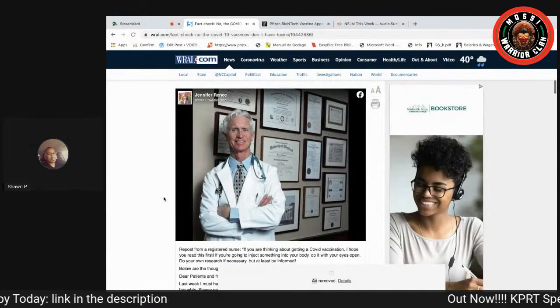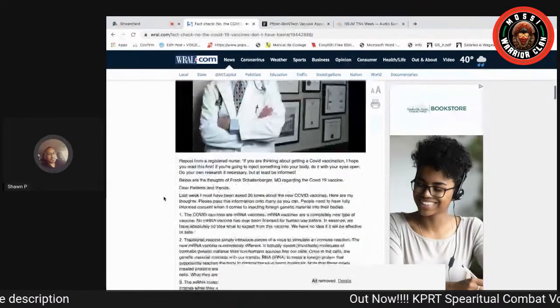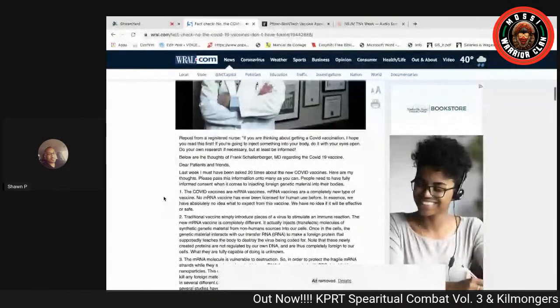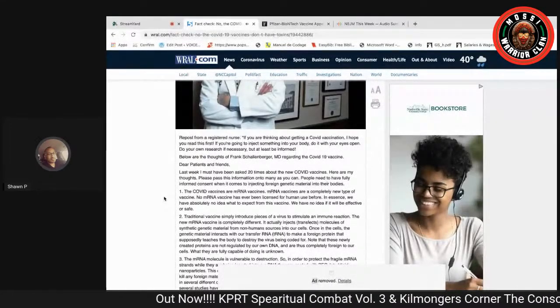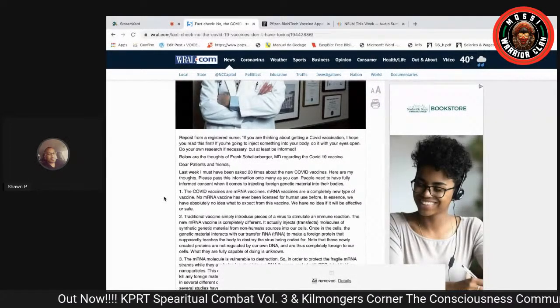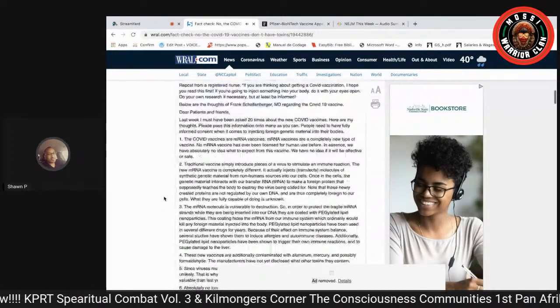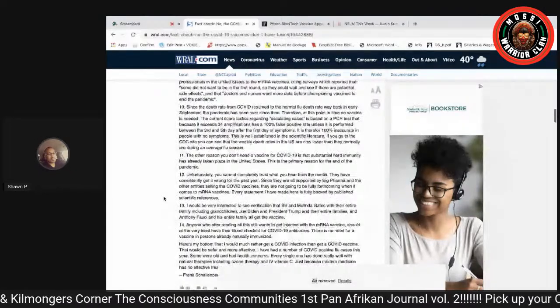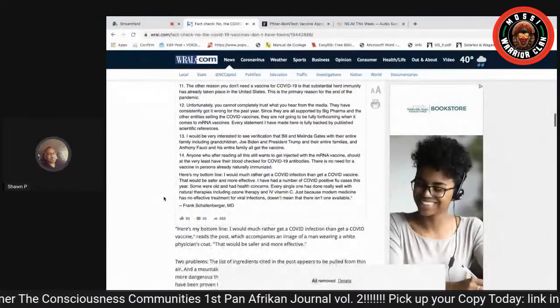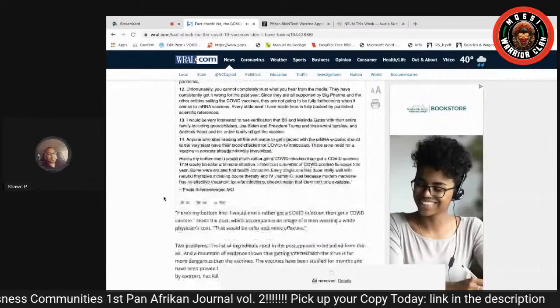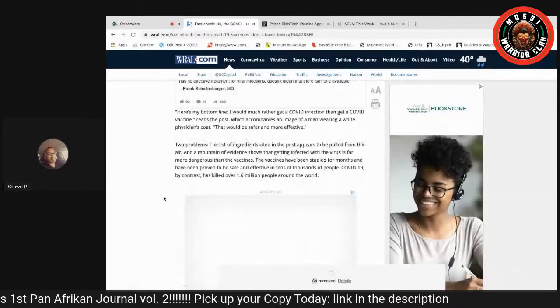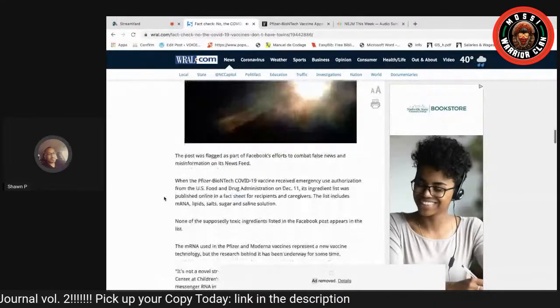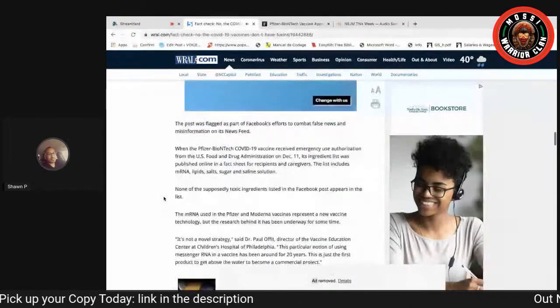Two problems. The list of ingredients cited in the post appears to be pulled from thin air, and all the evidence shows that getting infected with the virus is far more dangerous than the vaccines. The vaccines have been studied for months and have been proven to be safe and effective in tens of thousands of people. COVID-19, by contrast, has killed over 1.6 million people around the world. The post was flagged as part of Facebook's efforts to combat false news and misinformation on its news feed.